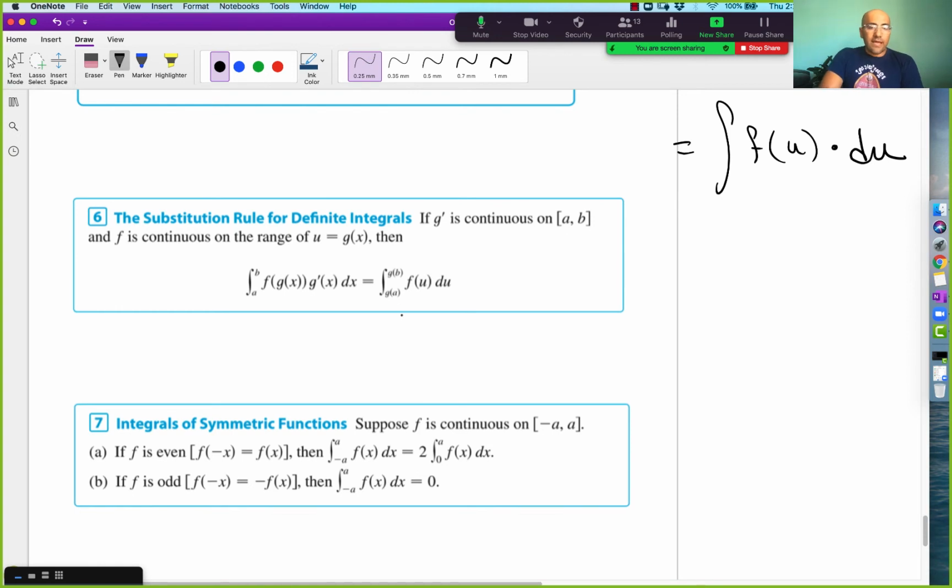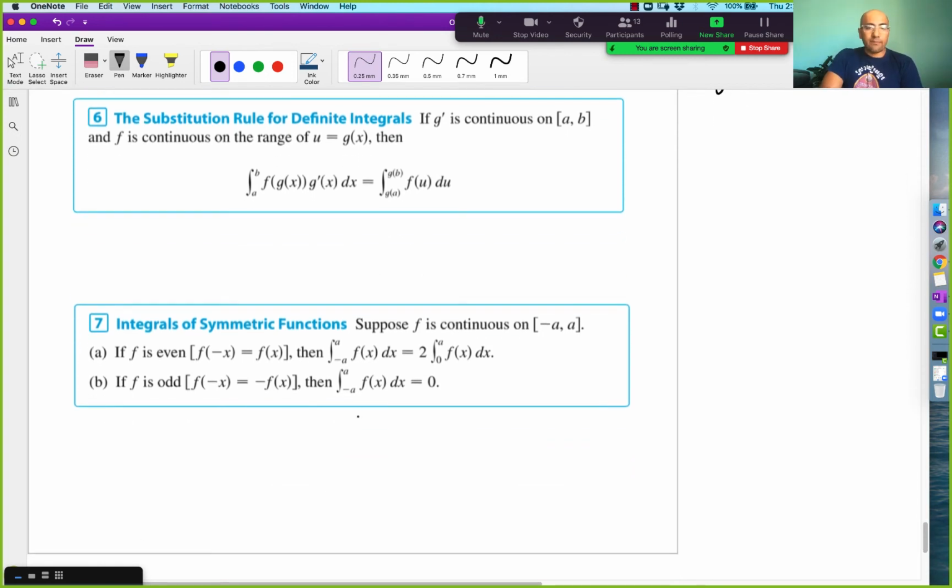Okay, and then the last useful idea in that chapter, finally, is this: if f is continuous on an interval from negative a to a, and if f is an even function, remember the description of what an even function is, that means that f of negative x equals f of x, then the integral from negative a to positive a of f of x dx is equal to twice the integral from 0 to a.